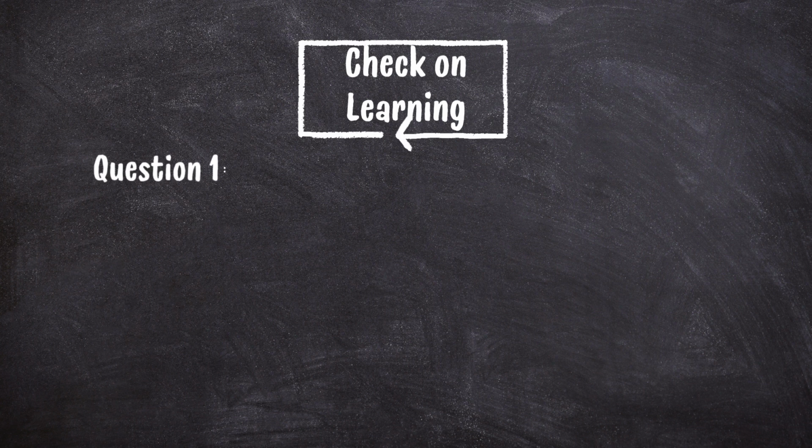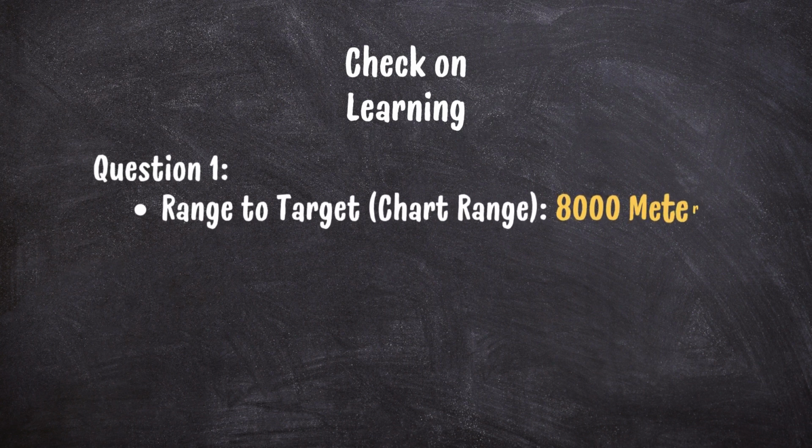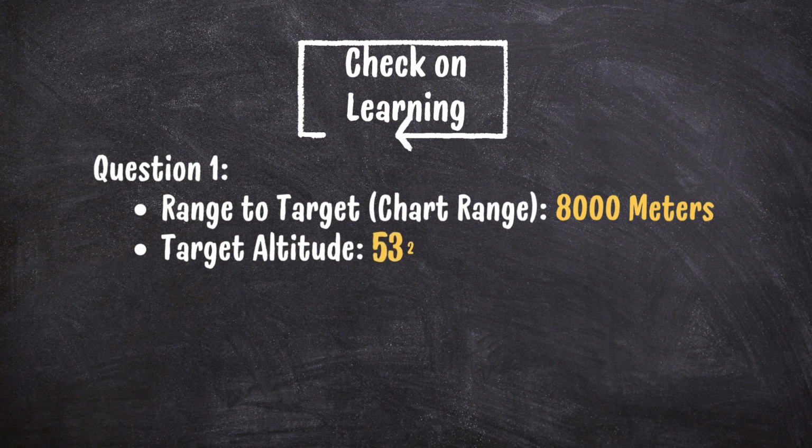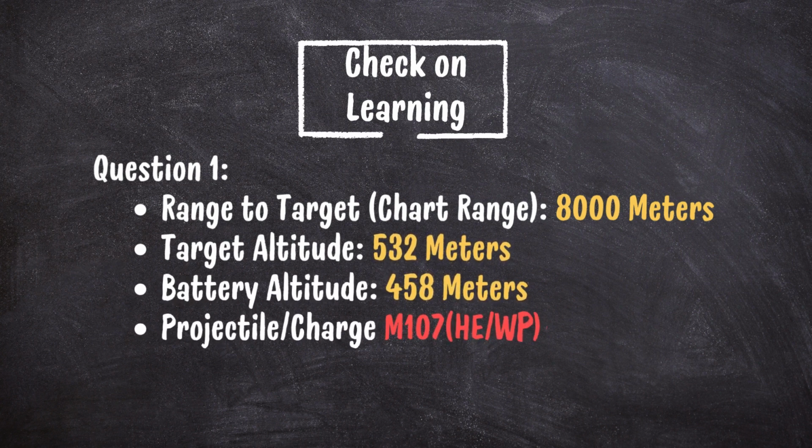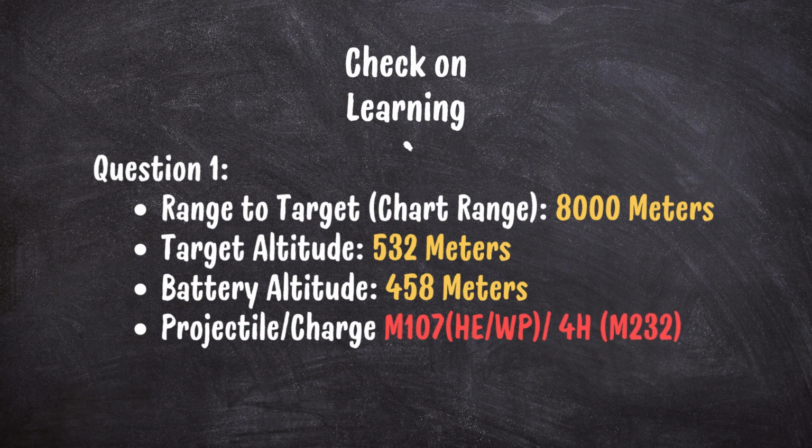Now for check on learning. Question 1. Range to target. Chart range, 8,000 meters. Target altitude, 532 meters. Battery altitude, 458 meters. Projectile, charge Mic 107, HE or white phosphorus. 4 Hotel, Mic 232.